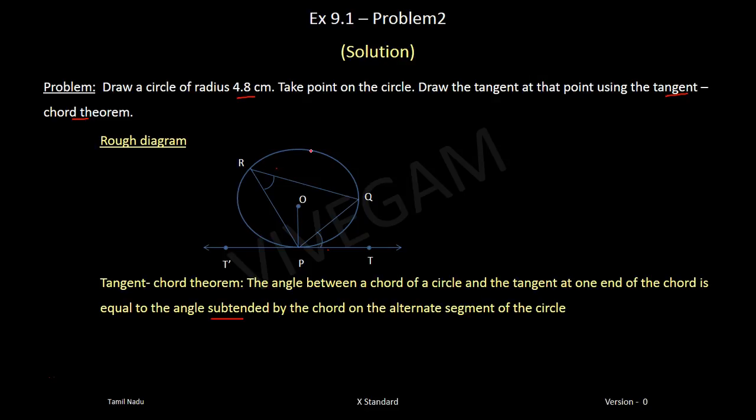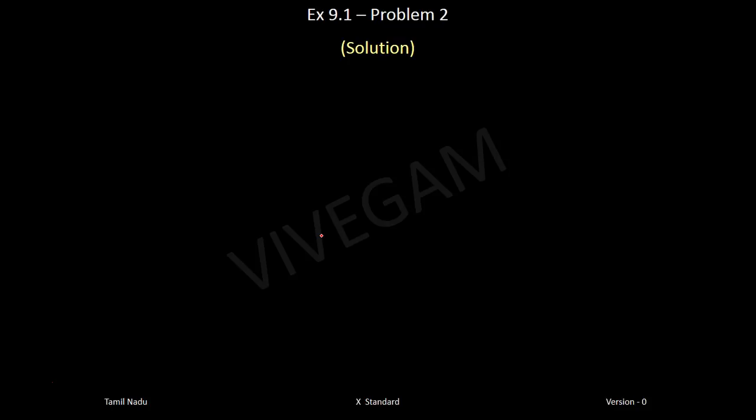This is the alternate segment, right? So this is one segment, this is a segment of the chord, and the alternate segment is this, and the angle subtended by this chord in the alternate segment, which is PRQ, is equal to this angle. That is what the tangent chord theorem says. So we'll have to use that principle to draw the tangent. Okay, now let's start.